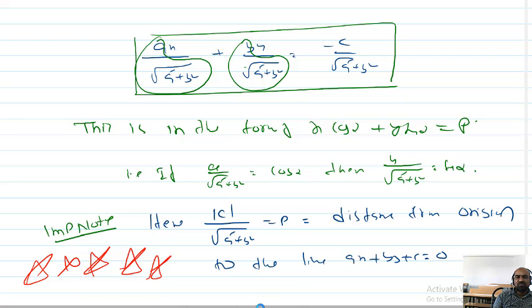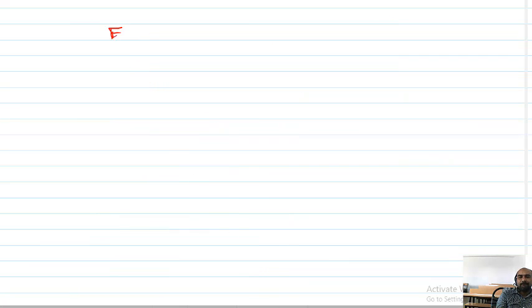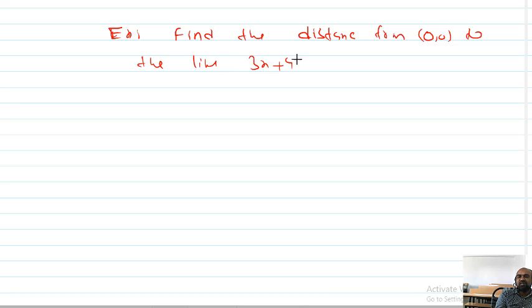Okay, I will explain through an example. Find the distance from origin (0, 0) to the line 3x plus 4y minus 12 equal to 0. Two methods are there. First of all, I will explain method 1. Next, I will explain method 2. Method 1 means by using the formula.